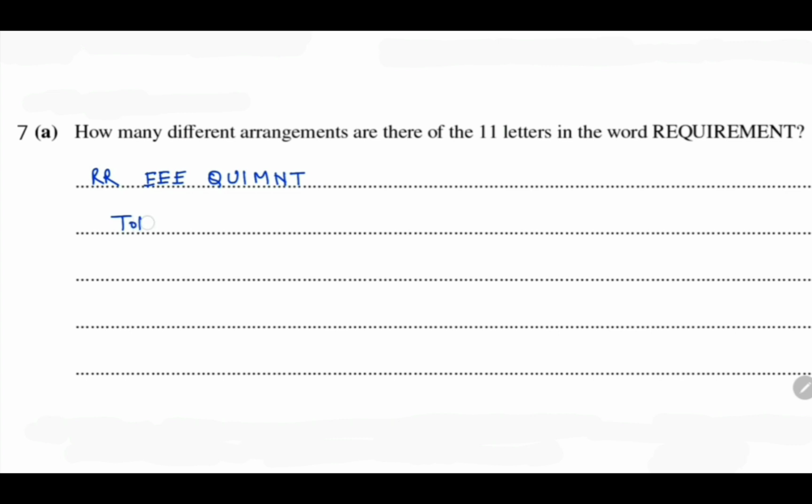So the total number of different arrangements equals 11 factorial divided by the factorials of letters which are repeating themselves. There are 3 identical E's, so divided by 3 factorial, and 2 factorial for the 2 R's. Move to the next question.